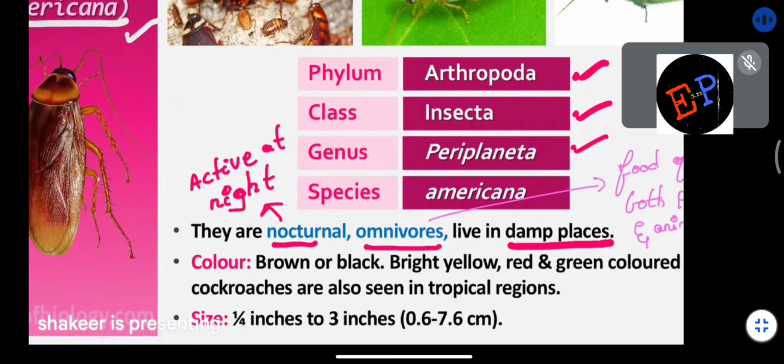So the color of these cockroaches is either brown or black, and bright yellow, red and green colored cockroaches you can also see in the case of tropical regions. Are you able to understand? And what about their size? Size varies from 1/4th inch to 3 inches. You should have seen different sizes of cockroaches, from very small to very big. So their size ranges from 0.6 centimeter to even 7.6 centimeters. Clear?